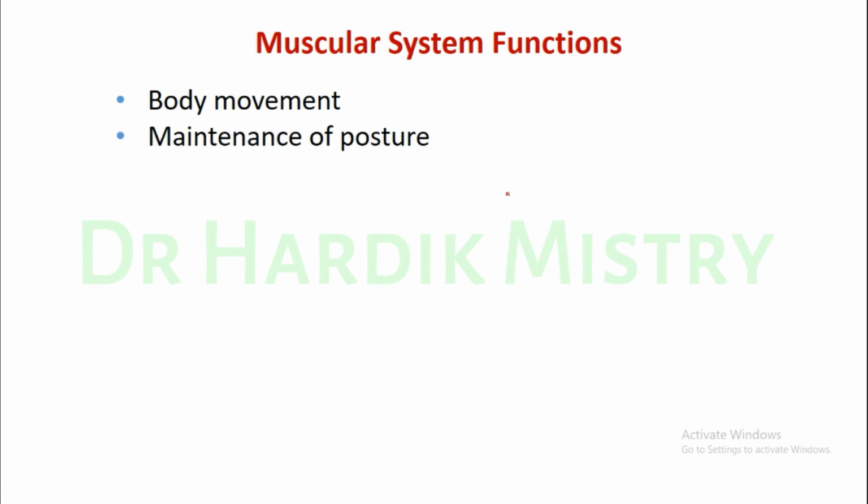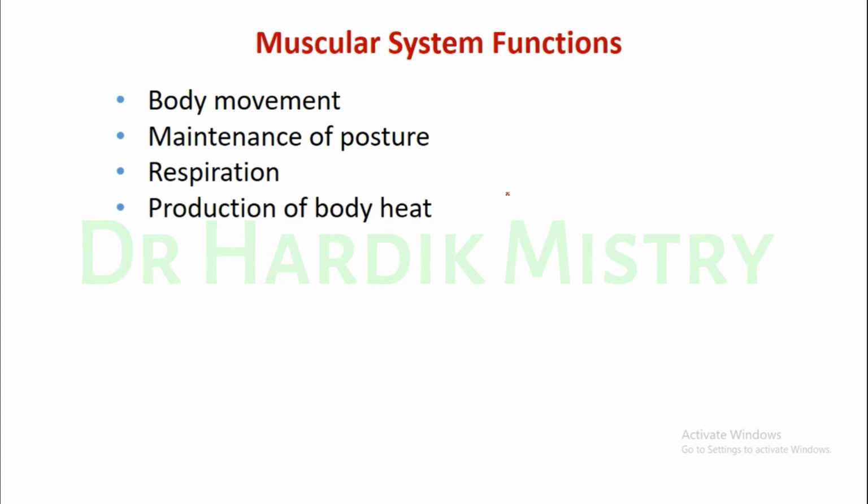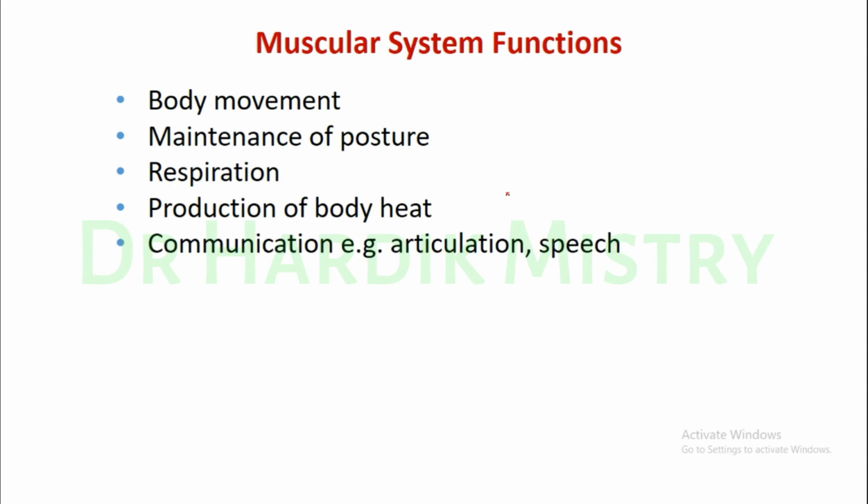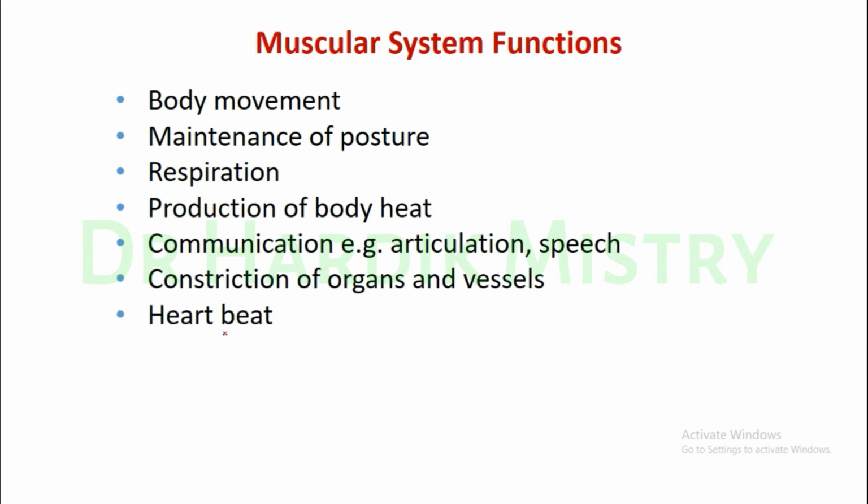The body movement, maintenance of posture, respiratory movements or respiration, production of body heat, communication, for example articulation and speech production, constriction of organs and vessels, and heartbeat, which is the function of the cardiac muscle. So all these are the muscular system functions inside our body.